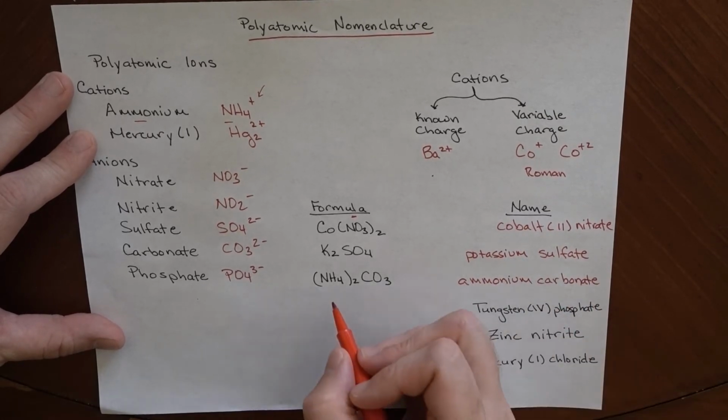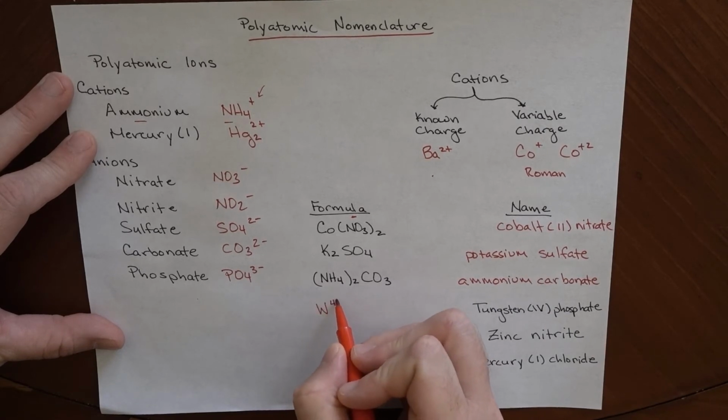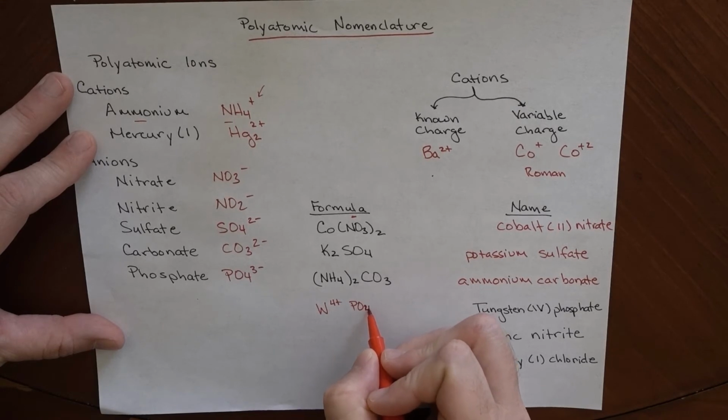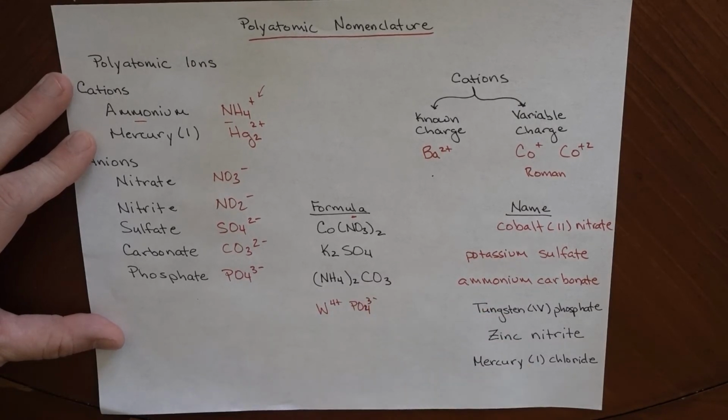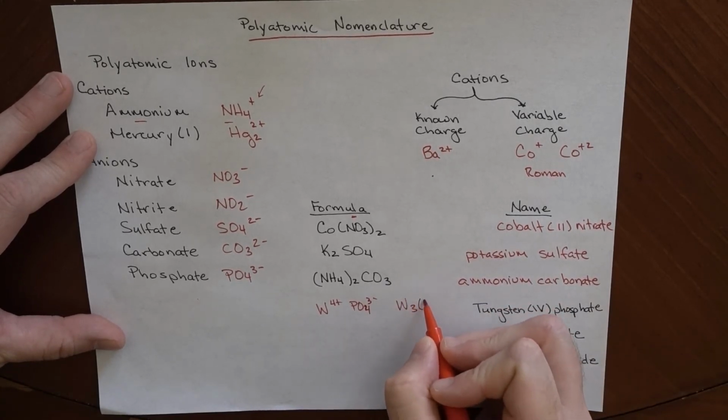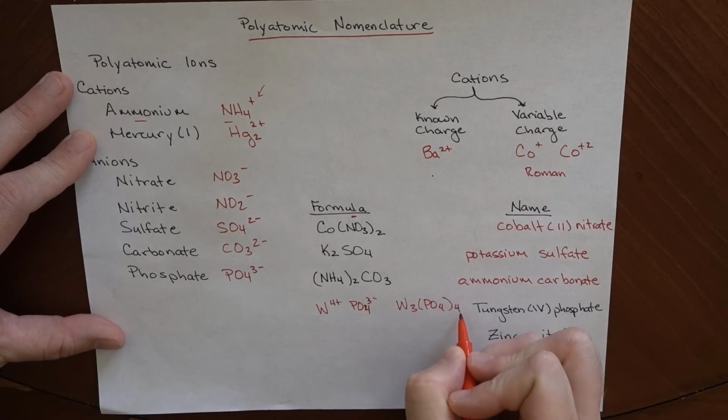Tungsten 4 phosphate, W4+. Phosphate is PO4 3-. And so how do I make these two form a compound that has the normal charge? That would be W3(PO4)4.